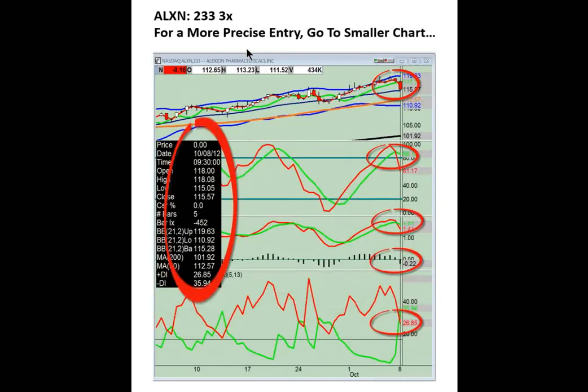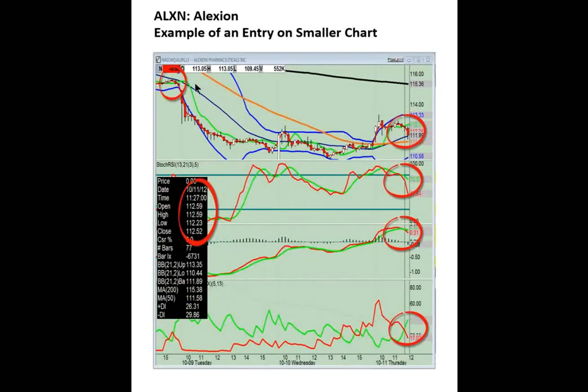And now when I see that 3X on the 233, if I want to do a more precise entry, taking a precision entry, I go to the smaller charts. If I go back and read in the manual, it says when I see a 3X on the 233, I go to the 13-minute chart, and we see the 3X showed up in the morning on October 8th. So I drop down to a 13-minute chart. And over here on the upper left is what it looked like at my entry. So this is October 8th.